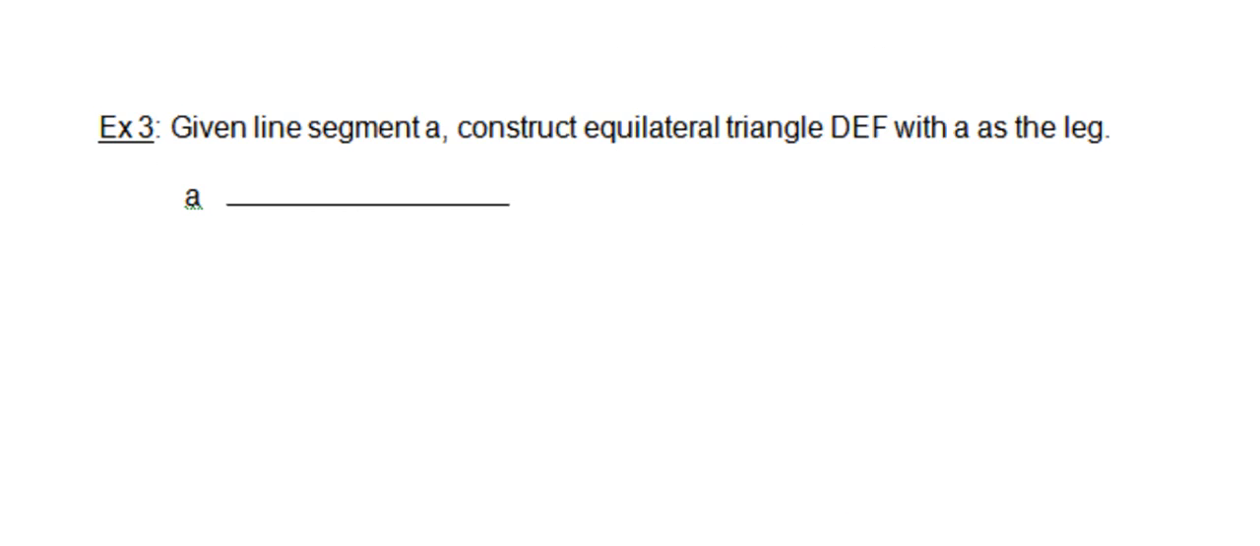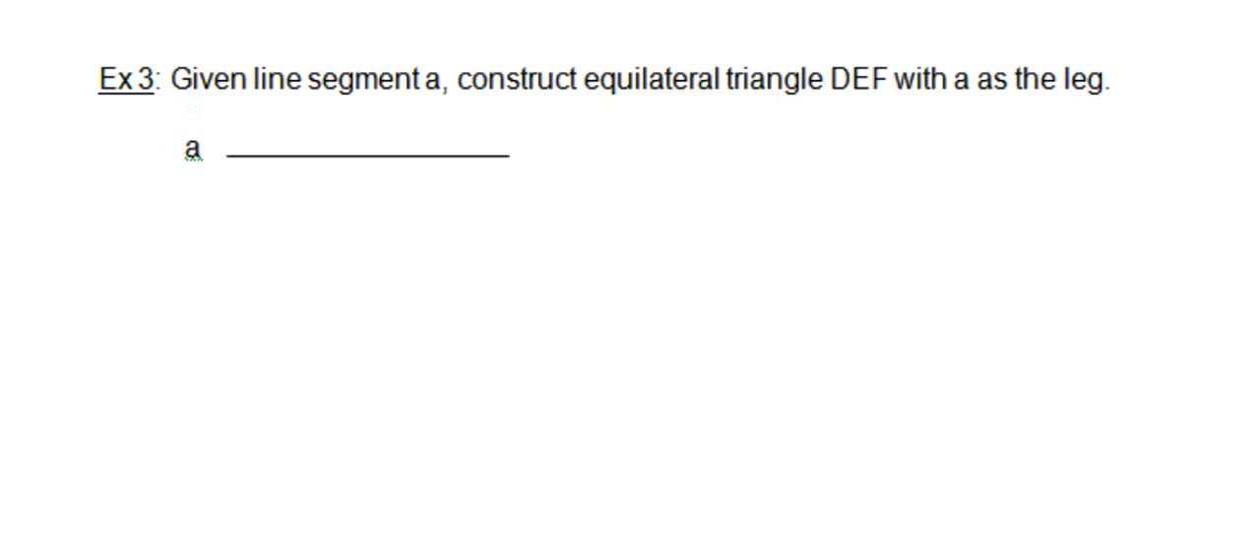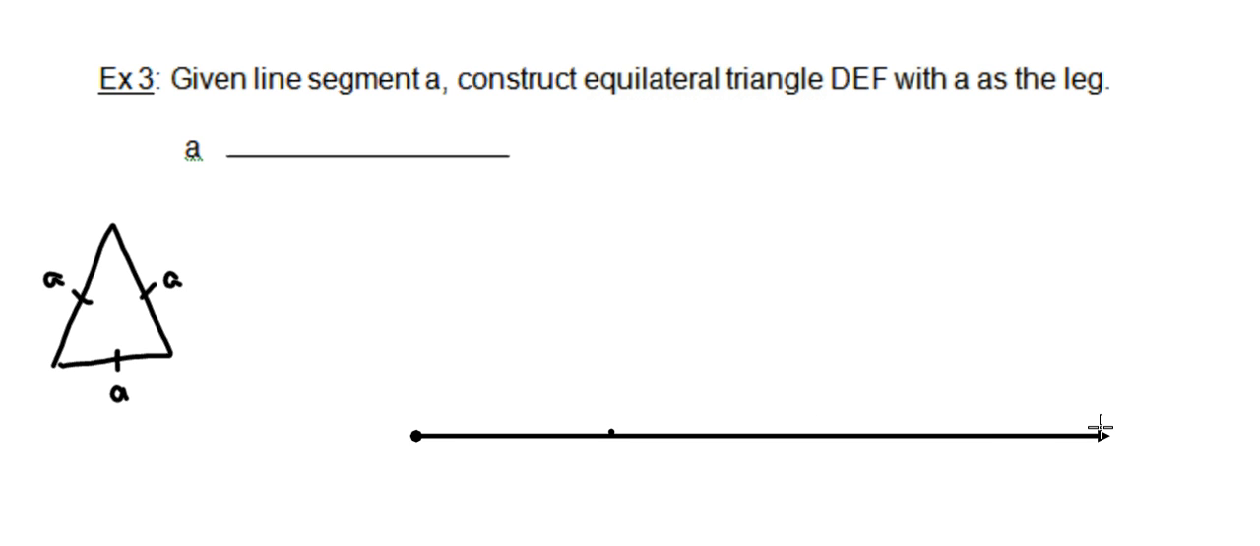All right, moving on. The next construction is one of my favorites of all time. Given a line segment of length A, construct an equilateral triangle where A is the leg. So what we're trying to do is construct a triangle with three sides, all of equal length. We want them all to have length A. So again, I'm going to start with a ray, and begin by creating this horizontal line segment down at the bottom.